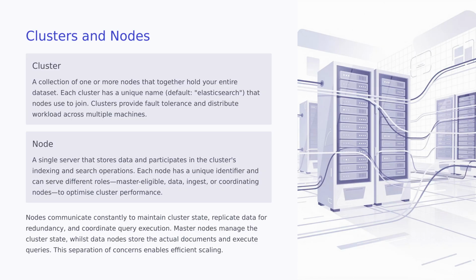In the world of Elasticsearch, clusters and nodes are the backbone of your data infrastructure. A cluster is a unified group of nodes, each with a designated name like Elasticsearch, working together to secure your data and balance the workload. Nodes, on the other hand, are the individual servers that store, index, and search your information. They communicate seamlessly to uphold the cluster's integrity, ensure data redundancy, and streamline query execution. Master nodes oversee the cluster status, while data nodes handle document storage and query processing. This division of labor allows for efficient scalability and performance optimization.